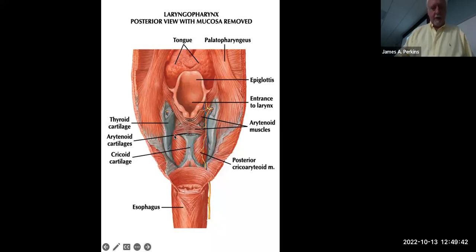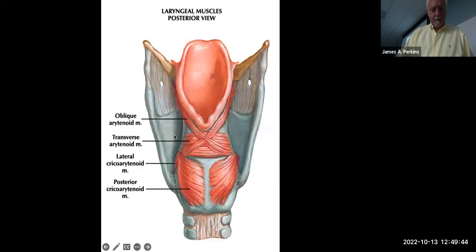Let's jump ahead to the next slide. I think it's a little more obvious here in this next slide. So here we've zoomed in on the same structures. We've still got the epiglottis up here covered with mucosa, but now we can see a better view of the posterior structures of the larynx. And here's a better view of that posterior cricoarytenoid muscle. And it's actually spelled correctly here.